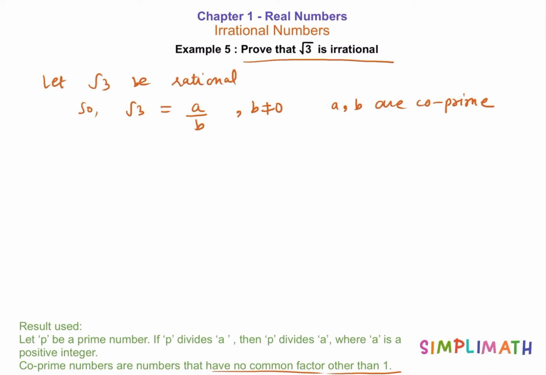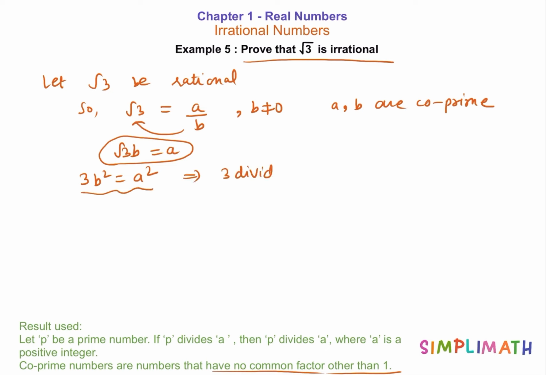Okay. Now let's take b over here. So we get root 3 b equals a, right? Now when we square this equation, what do we get? We get 3b square equals a square. Now from this equation, what do we get? We can say that 3 divides a square, right? And we have studied in theorem 1.2 that if p divides a square, then p divides a, right? So 3 divides a square, meaning 3 divides a.